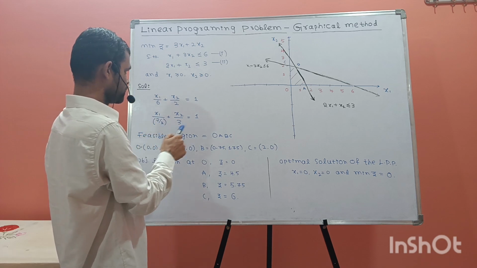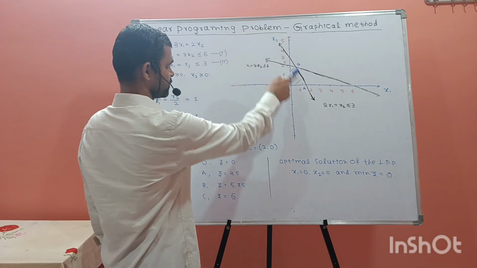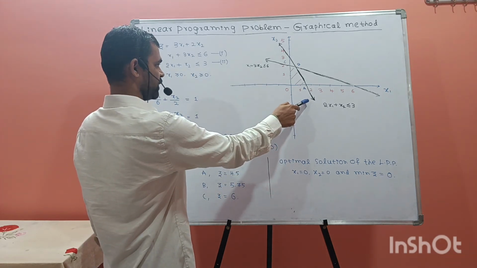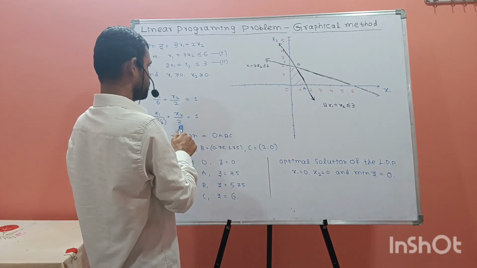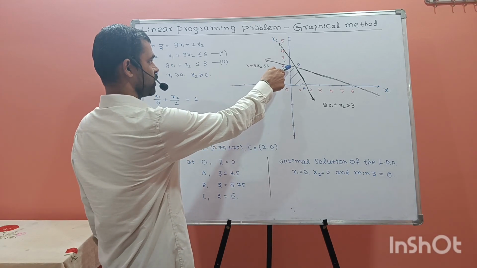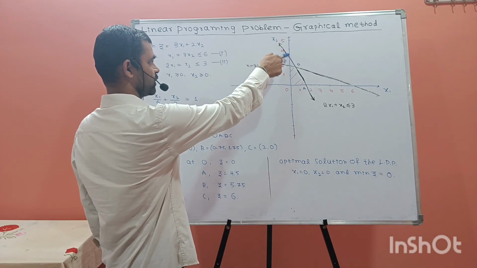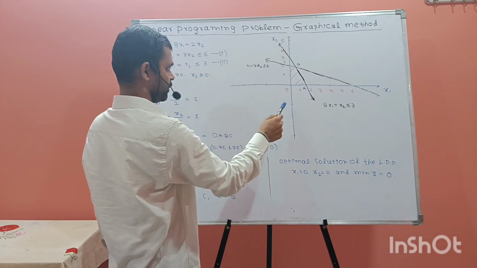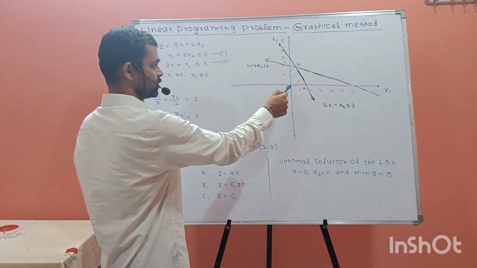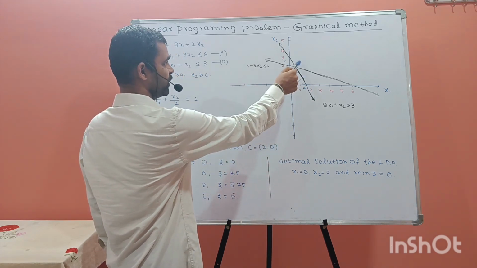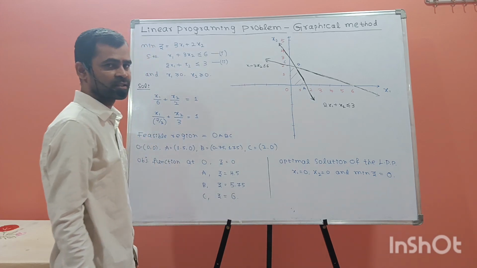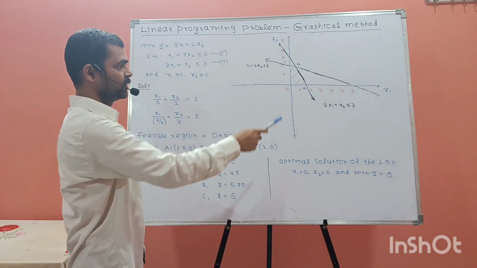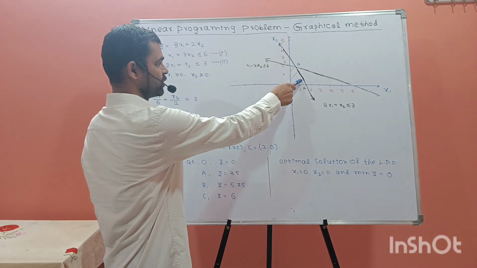So these intercepts we will take in the next one: 3 by 2 on the x1 line, 3 on the x2 line. So we'll get this line. So the feasible region is this one, O, A, B. The intersection of these two constraint lines is nothing but the feasible region.